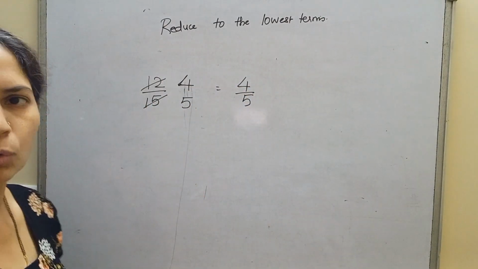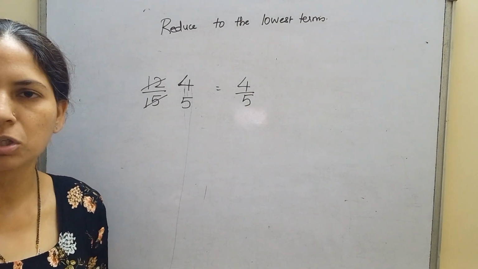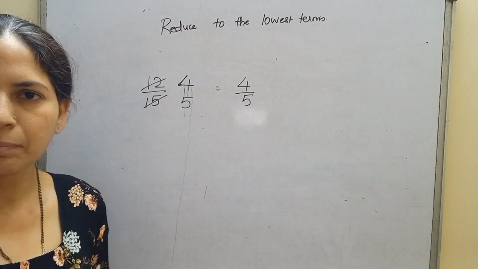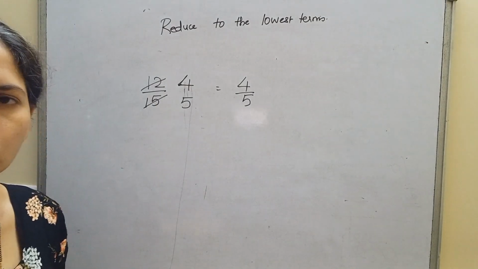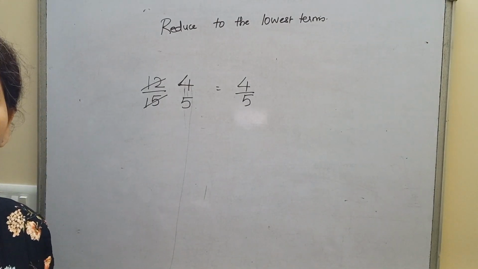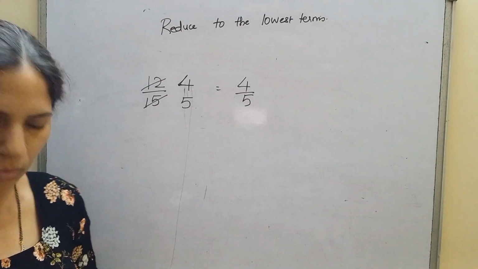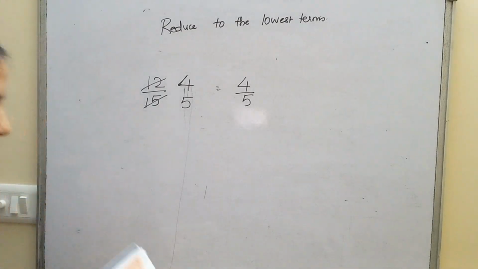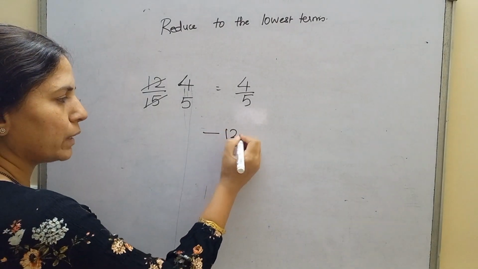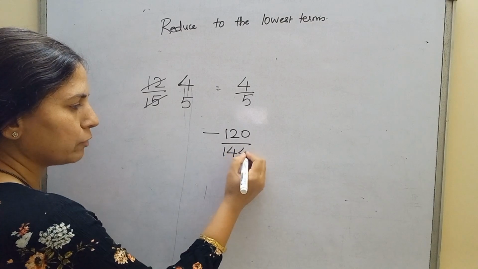4 and 5 will never go in a common table. They are consecutive numbers. Consecutive means one after the other, like 4, 5, 6, 7, or 21, 22. They will never go in a common table. Okay. Next is minus 120 upon 144.